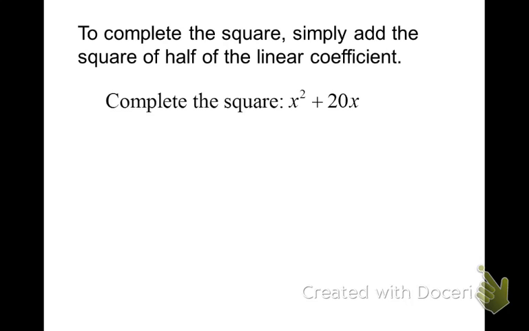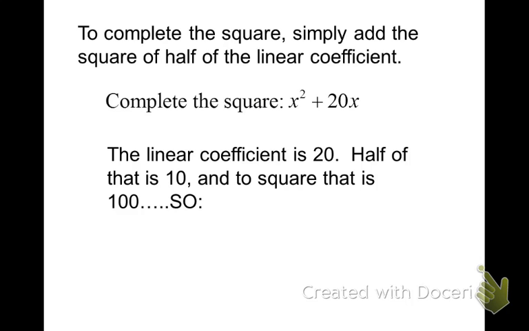So x squared plus 20x, and if we're asked to complete the square, what we're really asking to do is write a third term that is going to be the square of half of the linear coefficient. In this case, the linear coefficient is 20, half of 20 is 10, and 10 squared is 100. So x squared plus 20x plus 100 is the square that's completed.